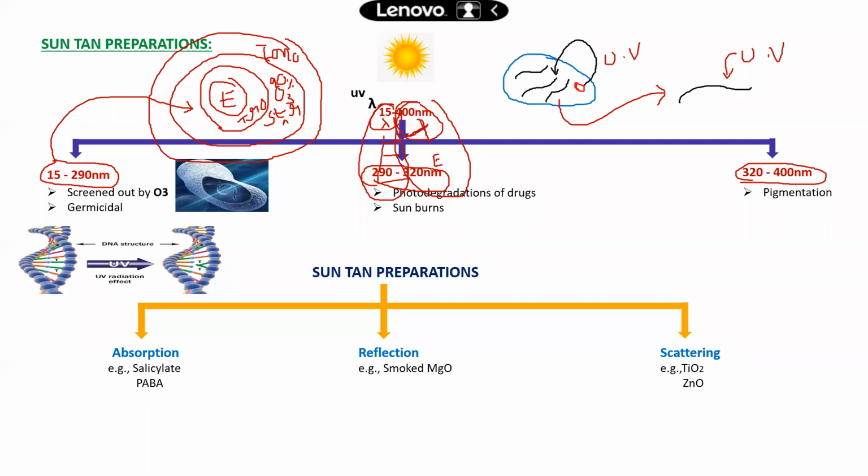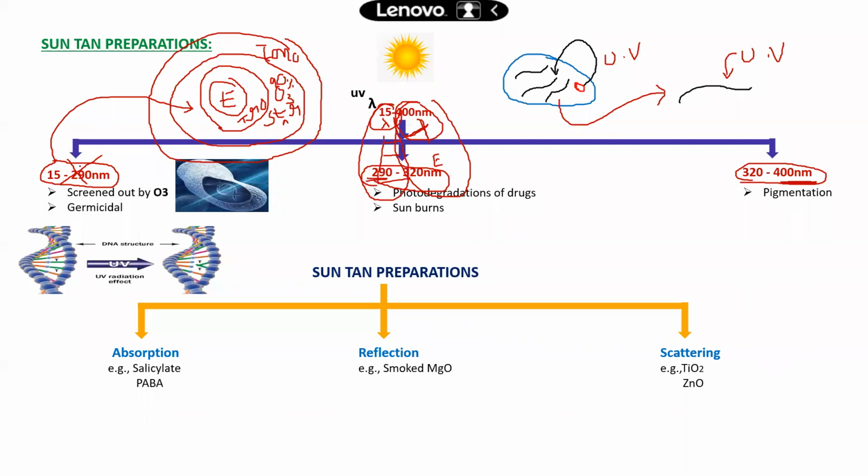This is largely absorbed by ozone. So this region is not available on Earth surface. Then which region is available on Earth surface? 290 to 400 nanometer is available on Earth surface. Let me tell you some points regarding 15 to 290 nanometer.